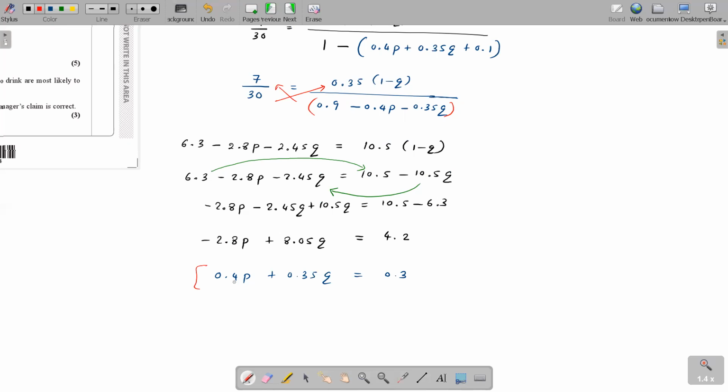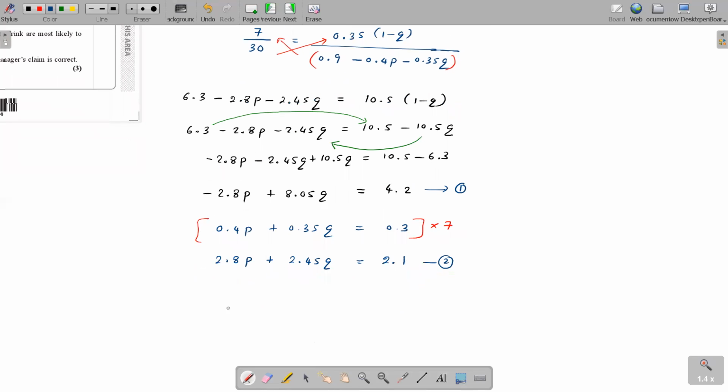I think it will be easier than substituting. I'll multiply by 7, because if I multiply by 7, I get here 2.8p. Can I have 7 times 0.35? 2.45q. And 0.3 times 7 is 2.1. So now I think these two equations are looking good. So we can add them.